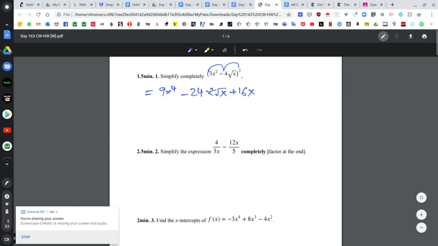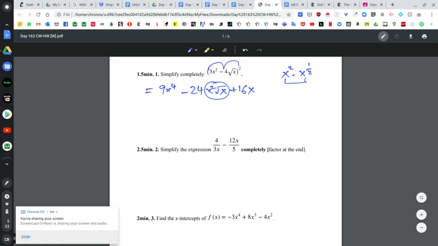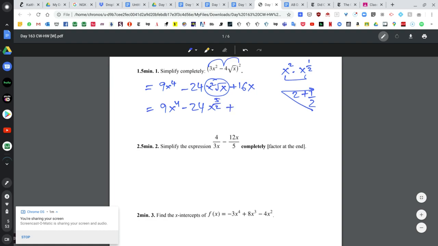We're not finished. In the middle, we can simplify using exponent rules. Radical x, remember, is just x to the 1/2. What do we do when we multiply monomials with the same base? We add powers. So that's 2 plus 1/2. You can use the fraction trick. Check if your final answer is 2 times 2 is 4, plus the 1 is 5. So x to the power of 5 over 2, 5 halves, plus 16x. That's your answer.